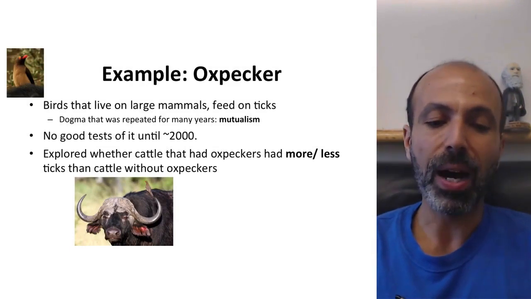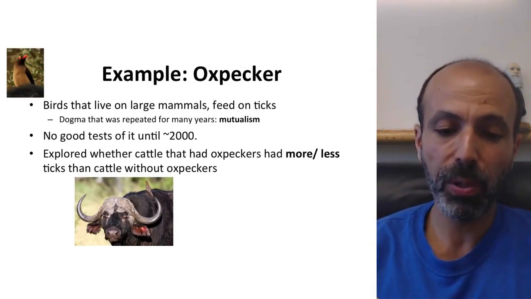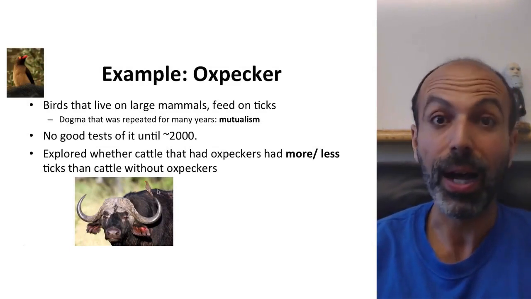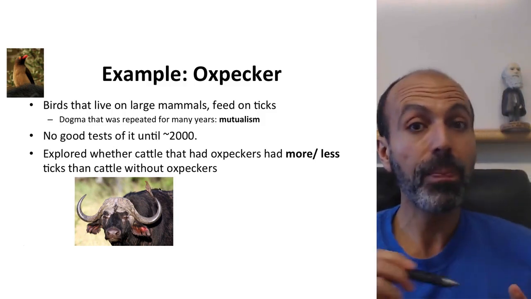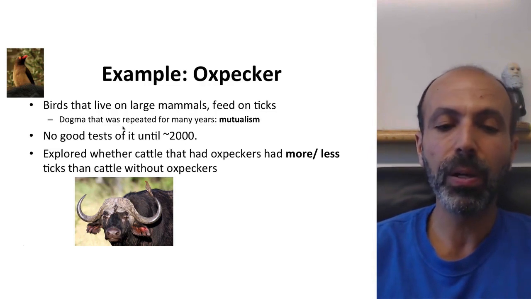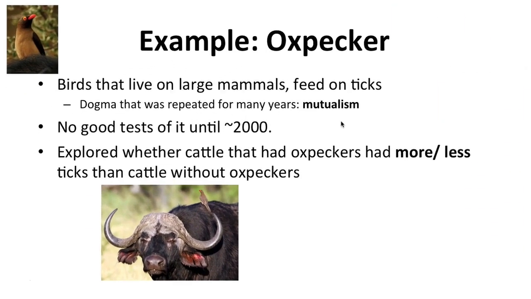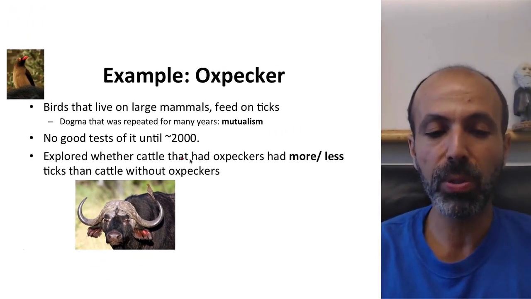This is the example of the oxpecker. So this is a bird that you often see on top of an ox, for example. They live on large mammals. They thought to feed somewhat on ticks, at least. And the dogma that was repeated for many, many years is it was mutually beneficial for the oxpecker bird and the ox to be associated, because the bird was picking off these ticks that are bad for the animal, and so the mammal just leaves them there. Unfortunately, there were no good tests of this until around 2000.